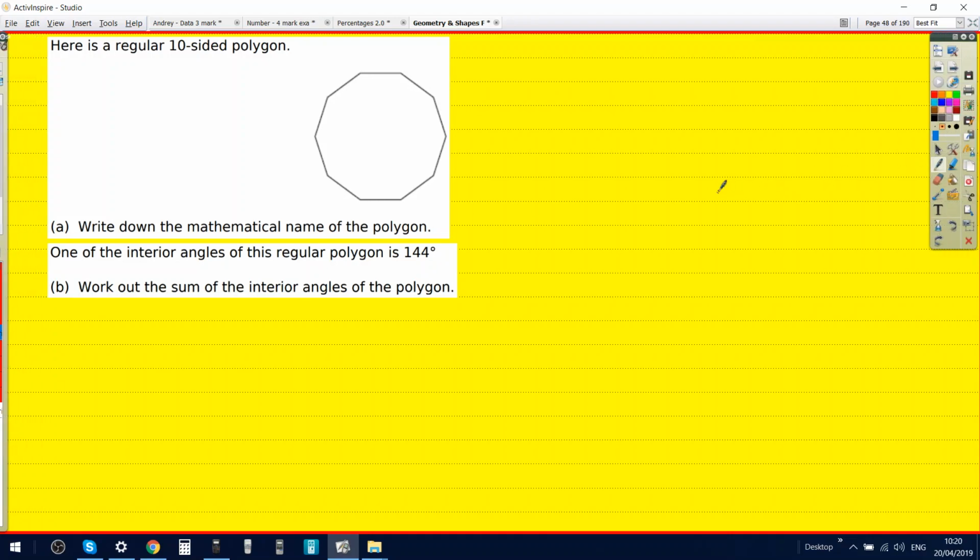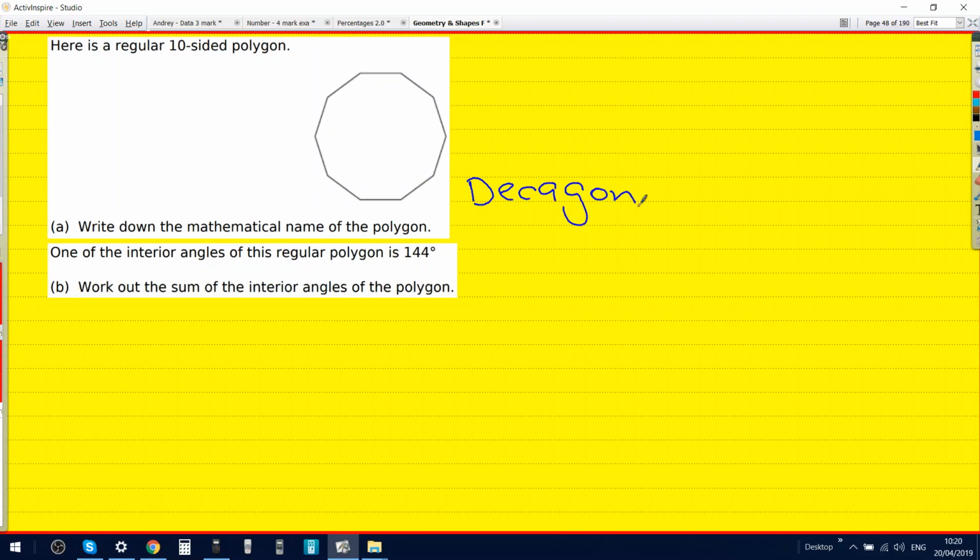Write down the mathematical name of this polygon. So this is 10-sided. Is it a decagon? Yeah. Look at this one. What does interior mean? The angle on the inside. So do you just do 144 times 10? Yes. 1,440.